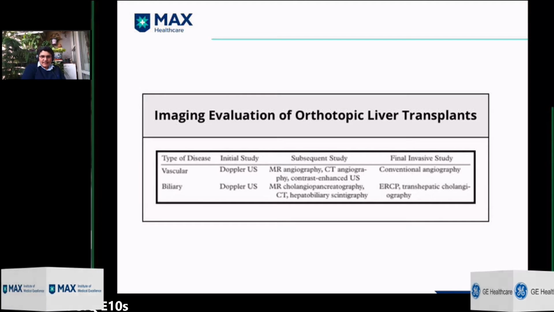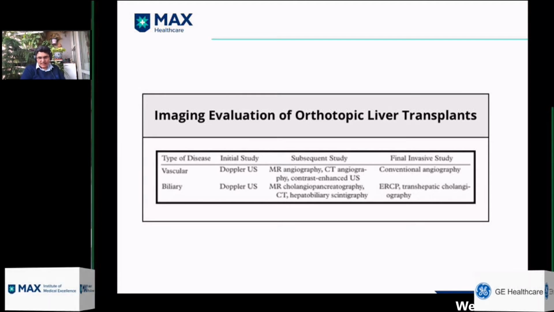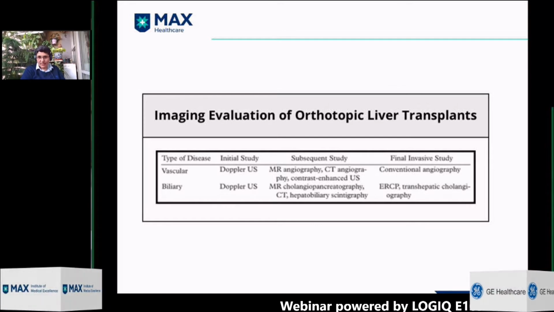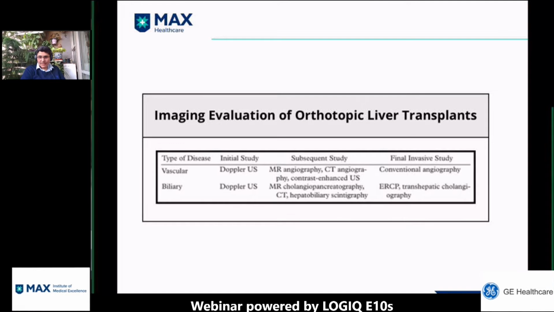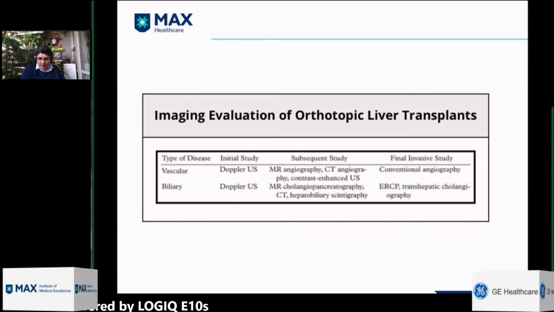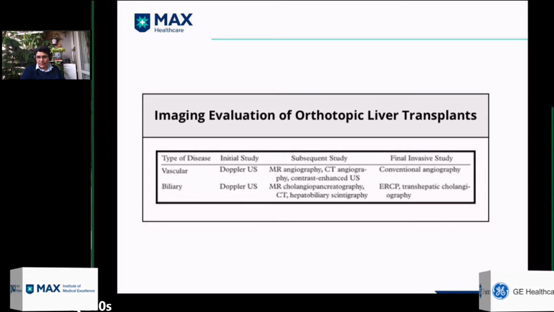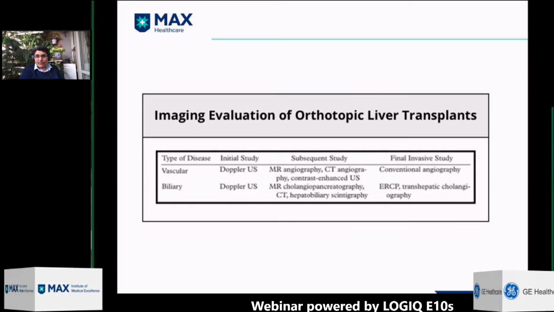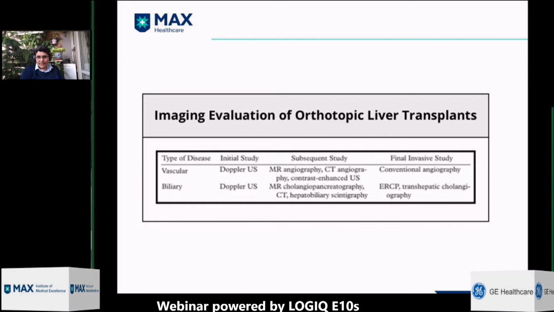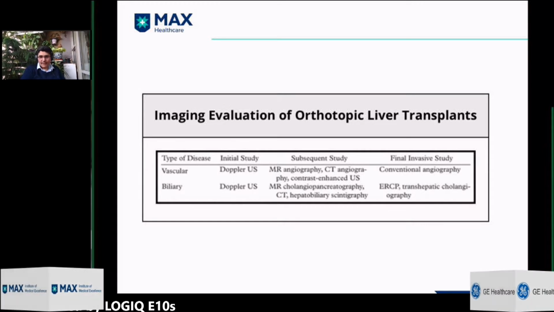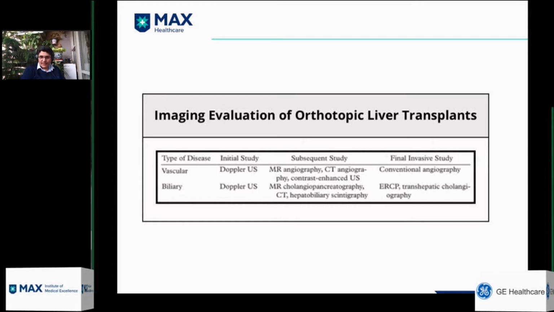For a suspected vascular complication, a Doppler ultrasound is usually the first investigation that we ask for. We may need an MR angio or a CT angio, and then a conventional angio if we need to do something to the thrombus. For biliary complications also, we usually start with an ultrasound. We may want an MRCP. For a bile leak, we might want a hepatobiliary scintigraphy. And for a bile leak or a biliary stenosis, the treatment can range from an endoscopic retrograde cholangiopancreatogram to a PTBD, a percutaneous transhepatic biliary drainage.